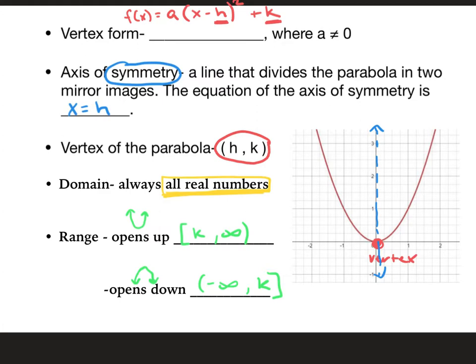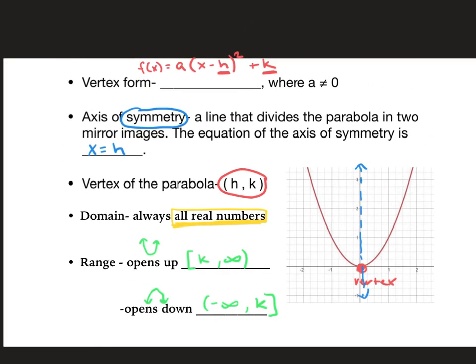So this page here is super helpful pretty much for everything we do in this section. Tomorrow, the questions when we're going to graph, it's going to tell us to name the vertex, the axis of symmetry, the domain, and the range. Always refer back to this page to tell you what is what. This page is super helpful.